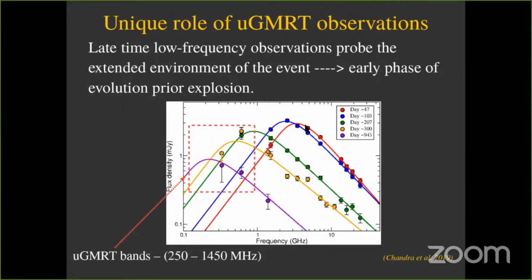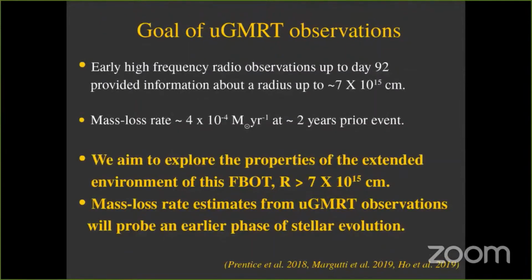So at early times, high frequency radio observations can constrain NUP. However, at later times, we really need to go to sub-gigahertz frequencies to constrain NUP and hence the shock radii and densities. So this is the strength of UGMRT bands, where we can really do long-term follow-up of these events, which other high-frequency observations cannot do.